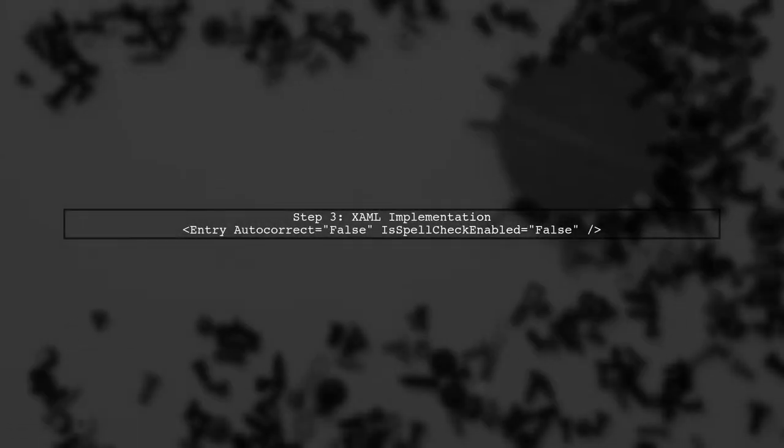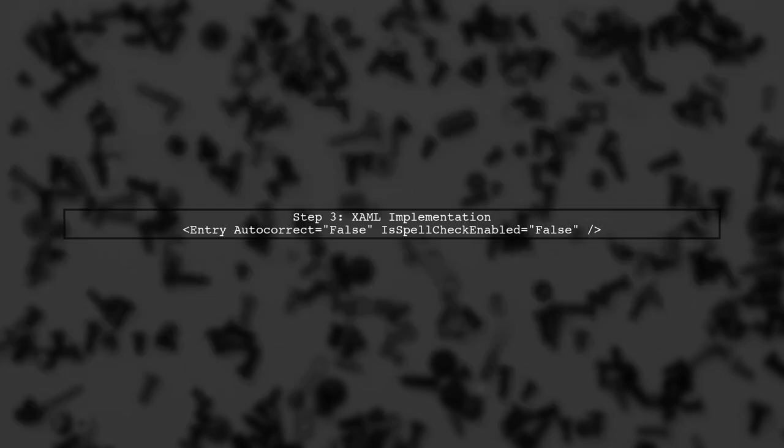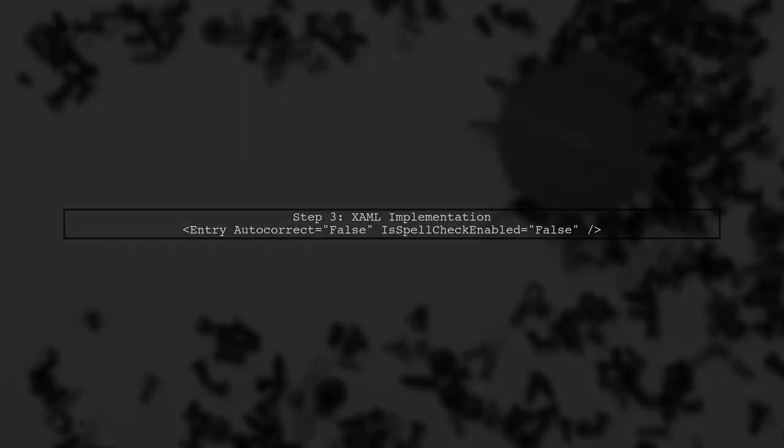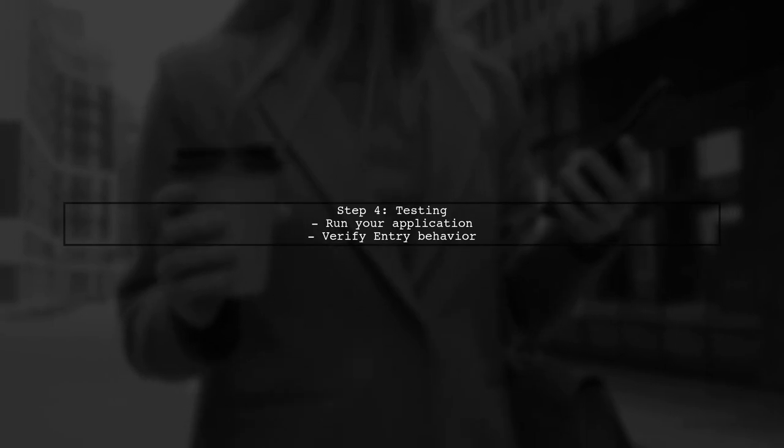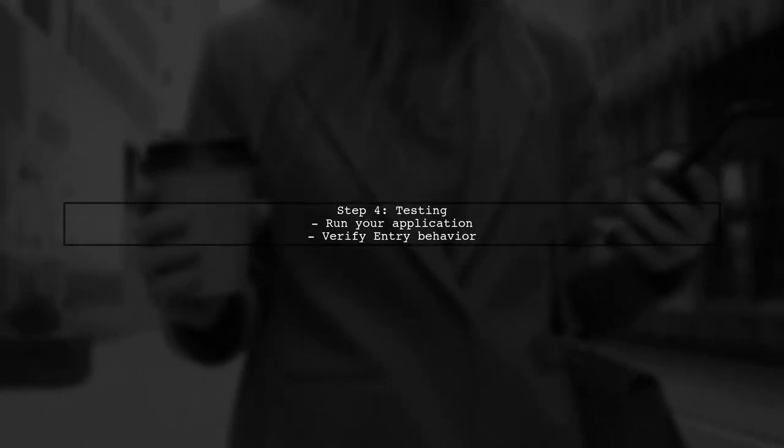Now, let's see how to implement this in your XAML file. You can directly set these properties within the entry tag. Finally, remember to test your application to ensure that autocorrect and spell check are indeed disabled.